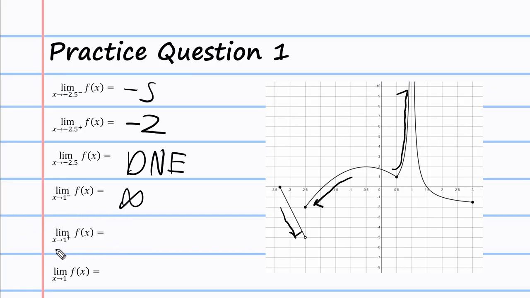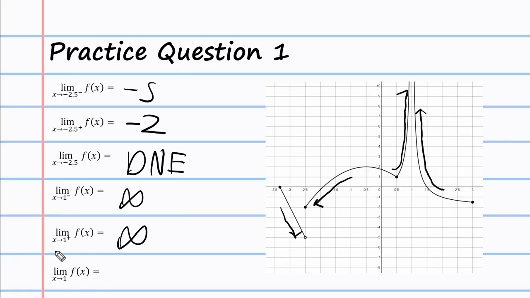Okay, now let's see what this question is asking us. What is the limit as x approaches 1 from the right-hand side of f of x? Okay, so what is this function getting closer and closer to as we give values of x that are closer and closer to 1 from the right-hand side? Well, we see that this function also approaches infinity, okay?